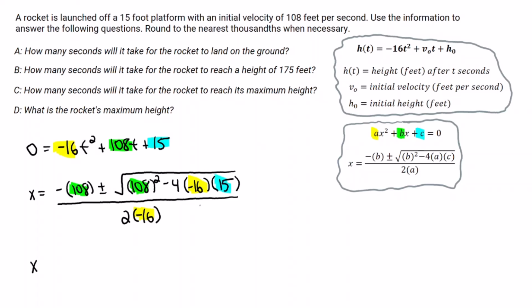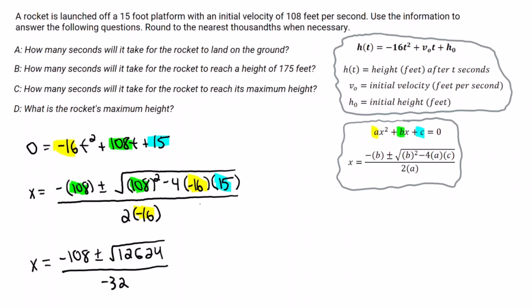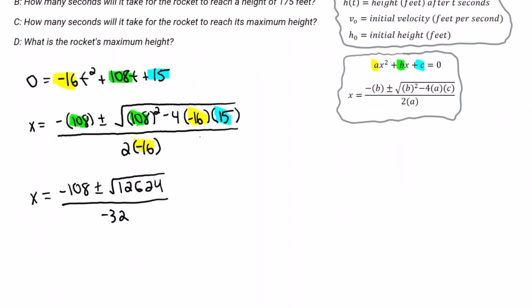I've got x equals in front, being negative 108 plus or minus, and then underneath the radical, I'll plug that stuff into the calculator. I'm going to get 12,624, and that's all divided by negative 32. And now I can plug this all into the calculator. It'll make things a little bit easier. I'm going to do a positive version and then a negative version because we have that plus or minus.